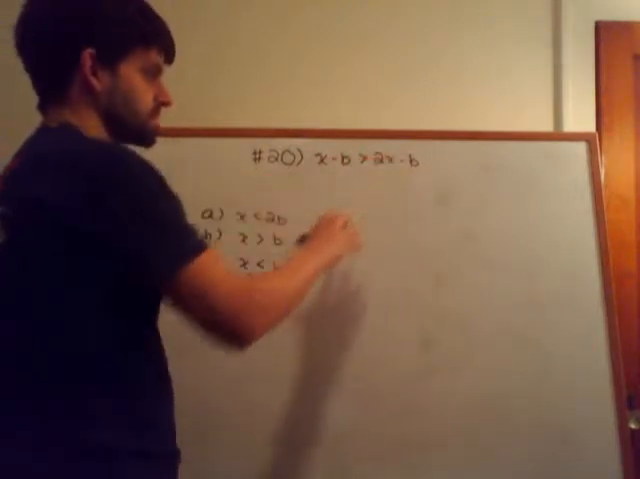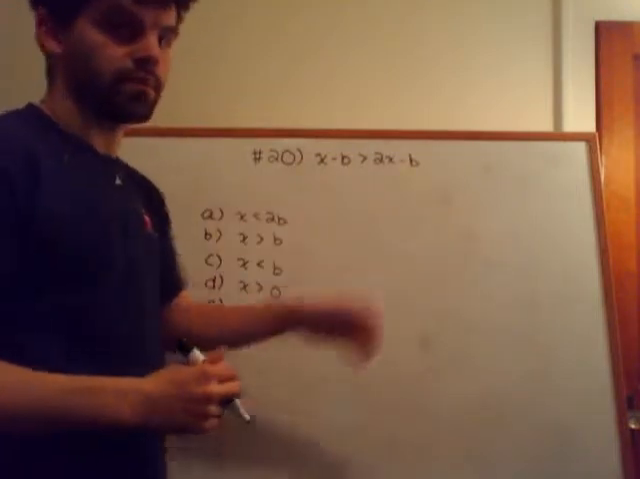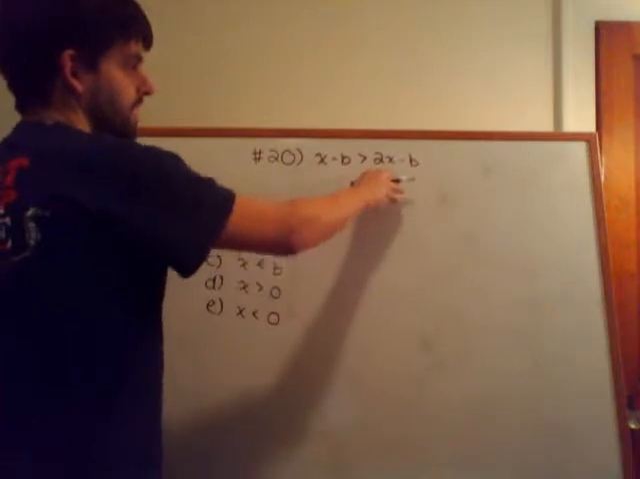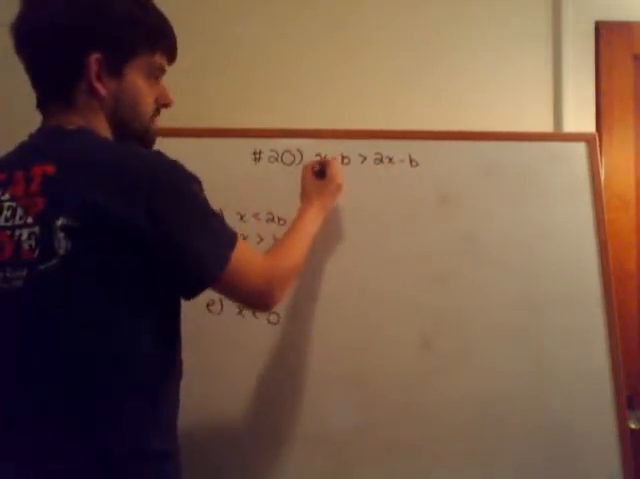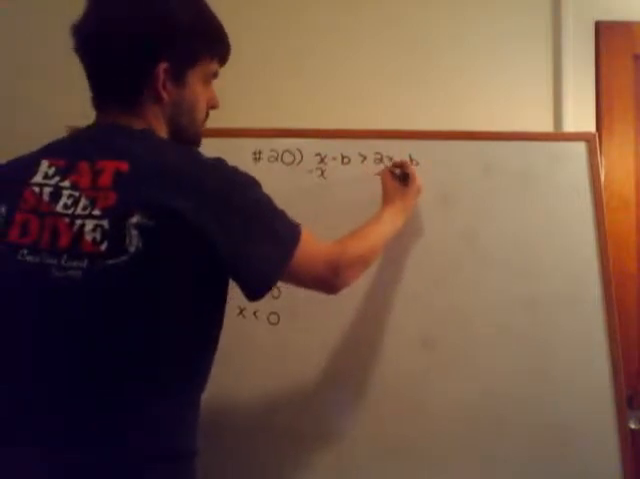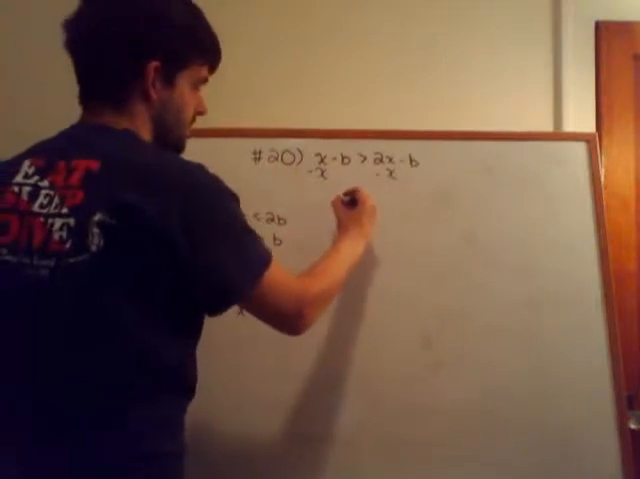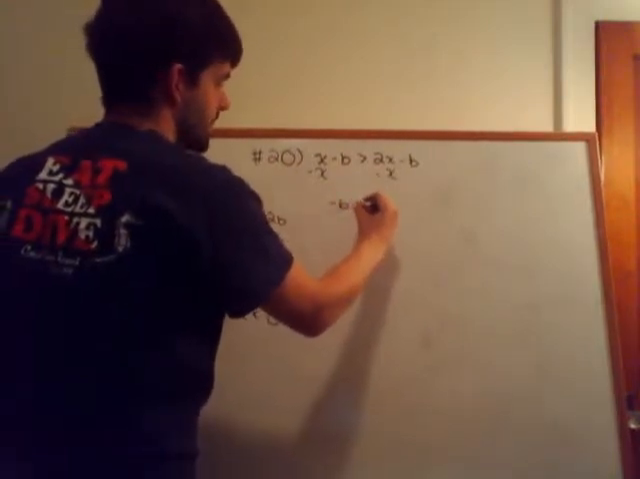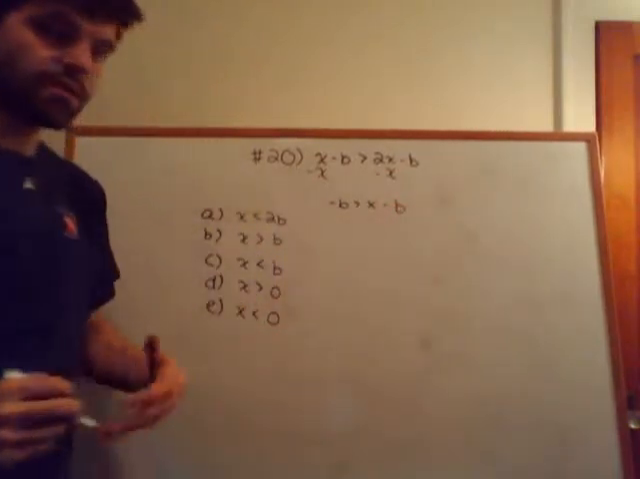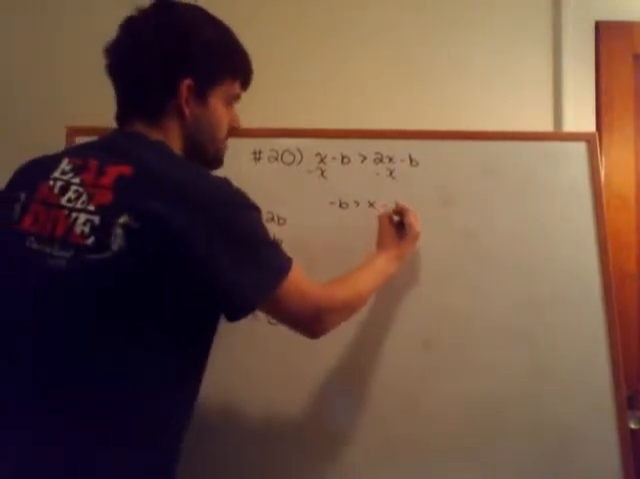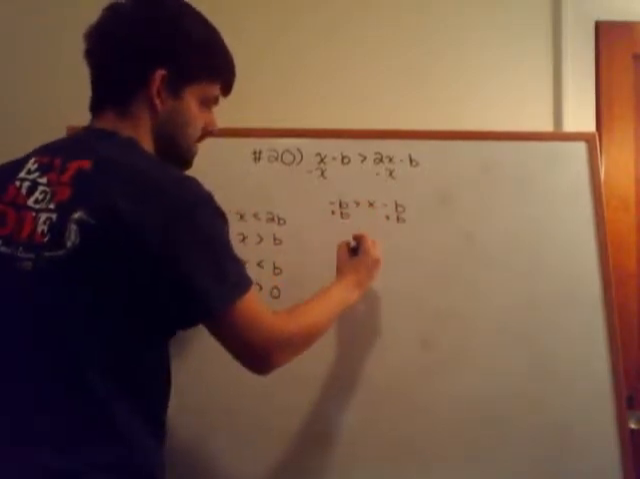Now, we're going to approach this just like we would any other inequality. We're going to get x on one side of the inequality to start. So again, to avoid negatives, I'm going to subtract the smaller coefficient variable, this being 1x, from 2x. So subtracting x from both sides, we're going to get that negative b is greater than x minus b. Now, here's what happens. We're going to add b, just as we would in any other equation or inequality, on both sides to isolate x.